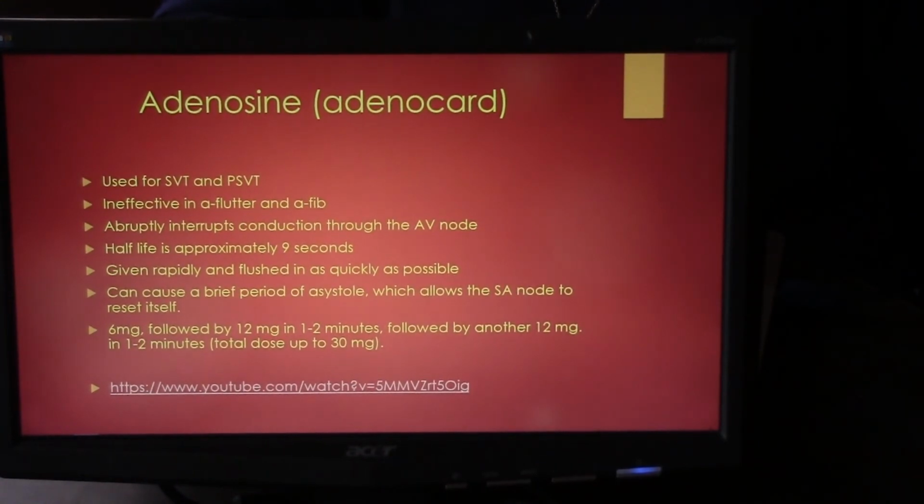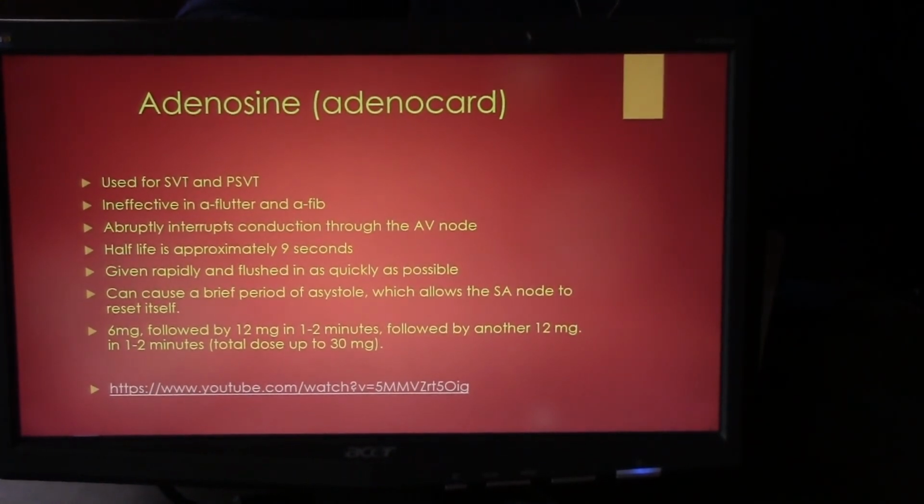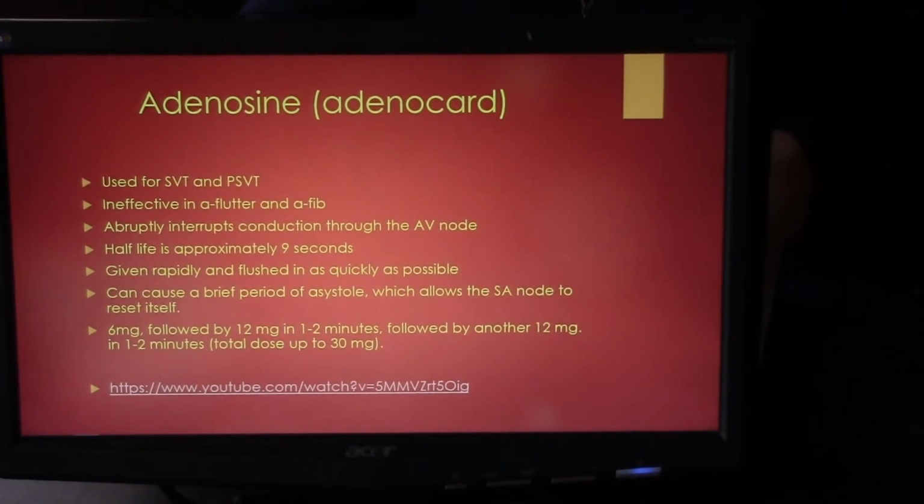A dose of adenosine may slow it down just a little bit, where the flutter waves will become apparent, or the patient's rhythm will break, and then guess what? It was not A-flutter. It was SVT. We talked about the half-life. We talked about giving it rapidly, 6, 12, and 12, up to 30 milligrams. And there's another video to view if you so wish.